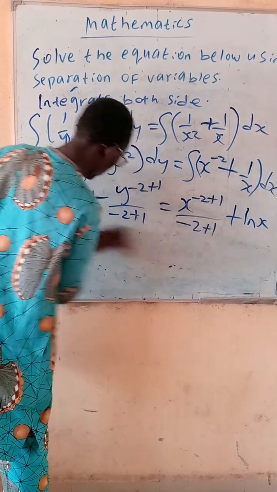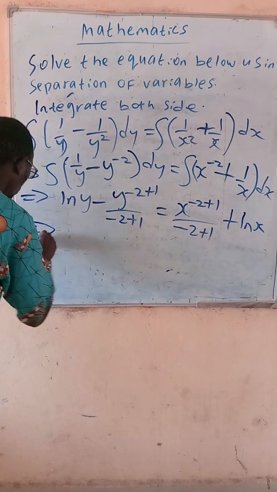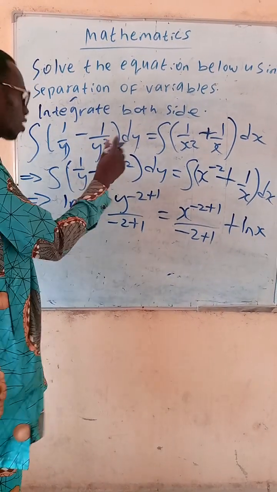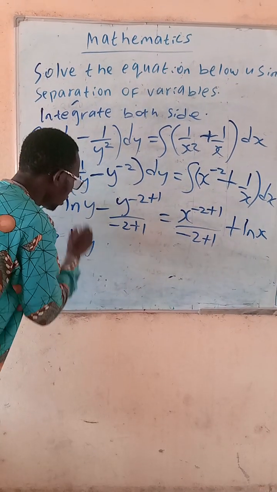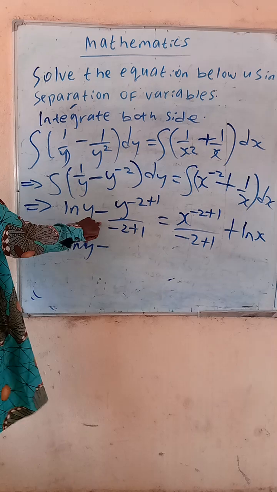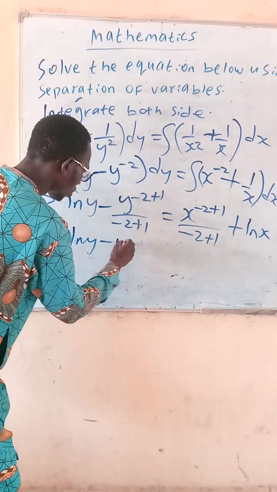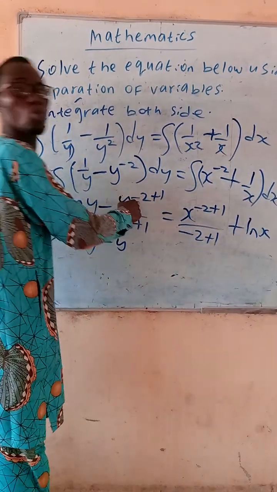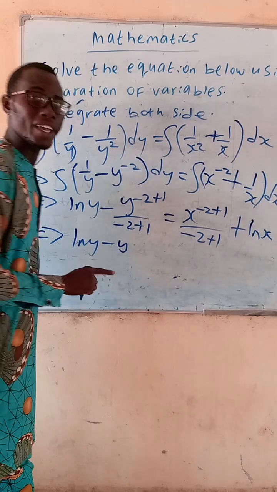We are going to proceed further to solve it. We are almost coming to the end of what we are solving. We have ln y minus, we are breaking down, we have y minus 2 plus 1 gives us what? Minus 1.